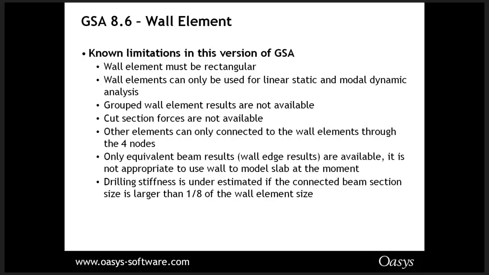A cut section force cannot be used for a wall element at the moment. You may also want to connect other elements to the wall element. At the moment, you can only connect them to the 4 corners of the wall element. Because the wall element is large, sometimes I guess you may want to connect a beam element to the middle or the edge of the wall element. But at the moment, that's not possible. It's possible to use a tied interface to connect to the middle or edge of the wall element, but that will generate some errors.